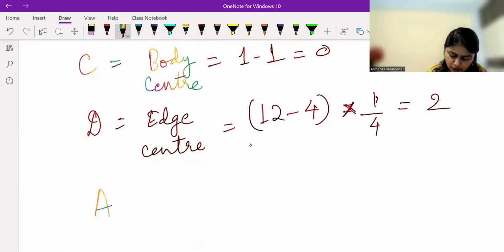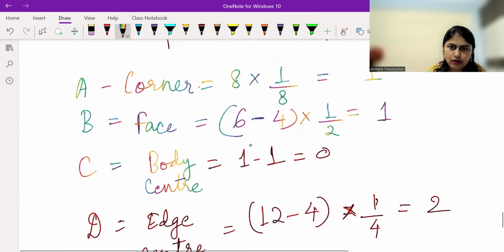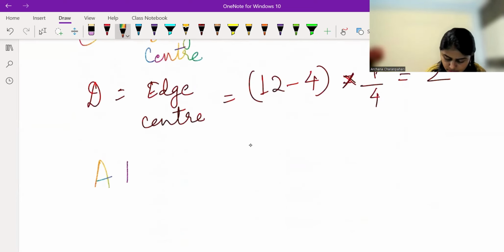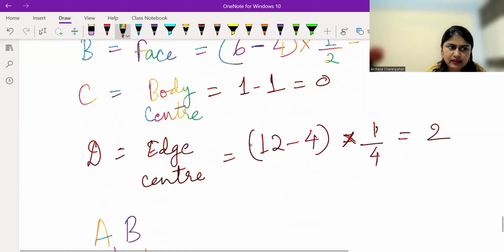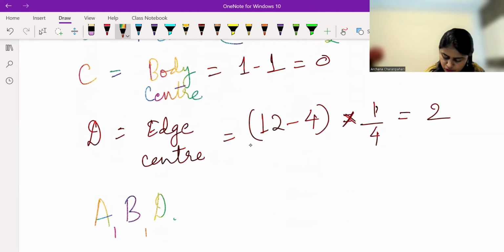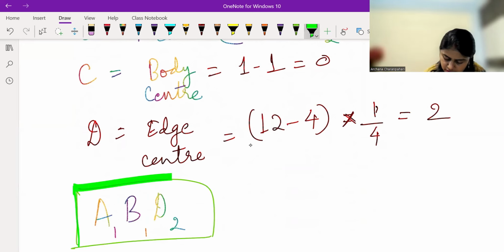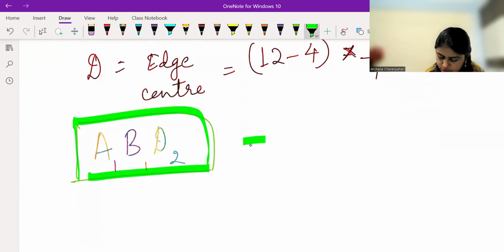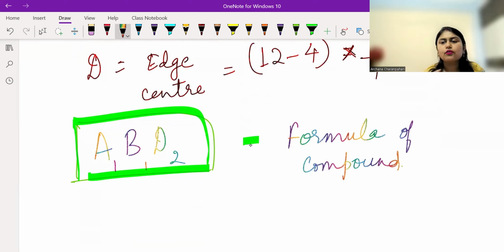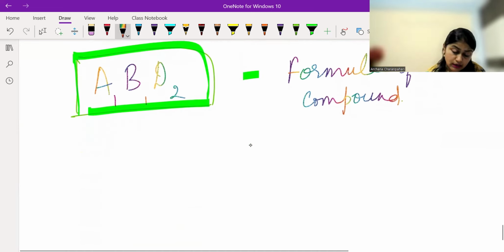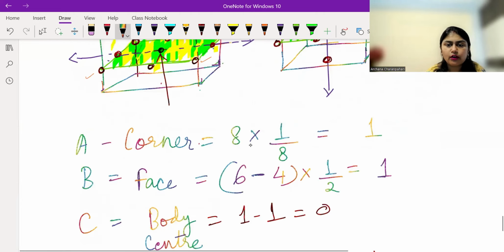So the formula will work out to be A and B both 1, C is 0 and D is 2. So this is your final formula for case A. So very, very simple. You have to see the contribution of corner, the contribution of face, the contribution of edge, and the contribution of body center. Similar way, we will consider case B.